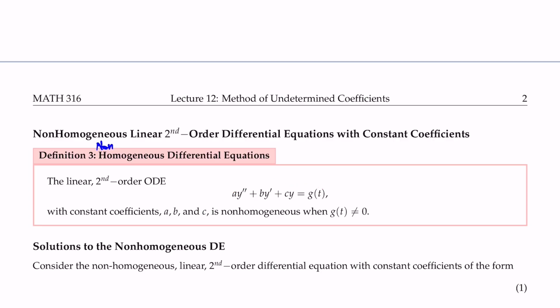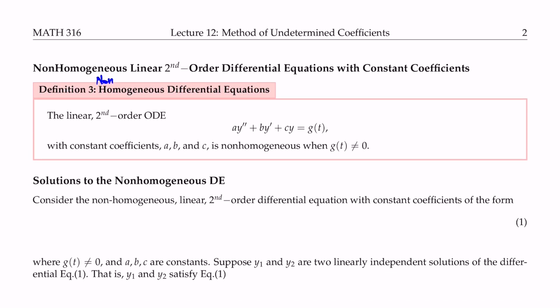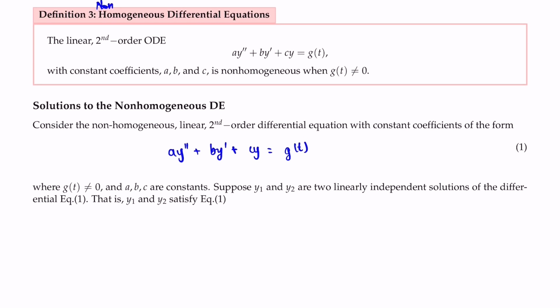And the task is always to find the solutions to the differential equation, or eventually we want to solve the initial value problem. So far, up to this point, you know how to find the solutions of a homogeneous differential equation using the method of characteristics. But now the forcing term, or the right-hand side, is different from 0. What's going to happen? So we still consider the linear non-homogeneous second-order differential equation with constant coefficients of the form ay double prime plus by prime plus cy equal to g of t. Again, g of t is different from 0, and a, b, and c are constant.